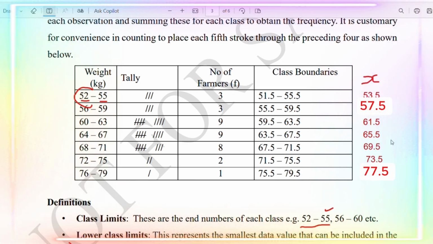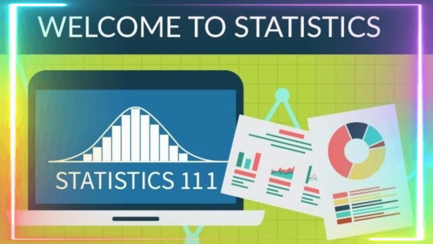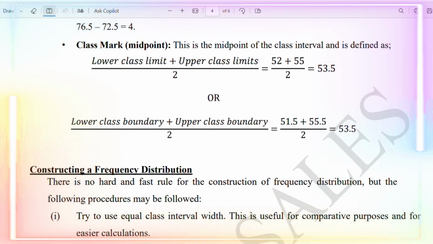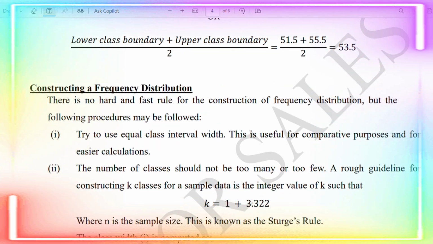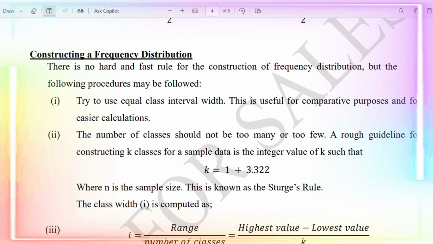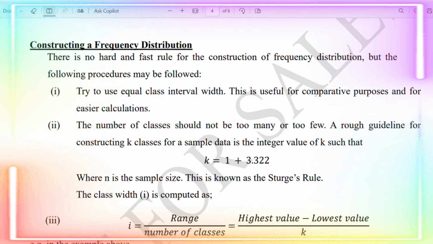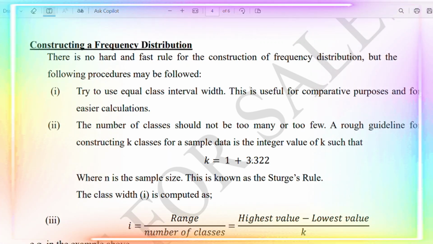So 77.5 there. That's about the class mark or midpoint. Now, how do we construct a frequency distribution? As I've said earlier on, how do you just guess the class interval? Do you just use any value at will?